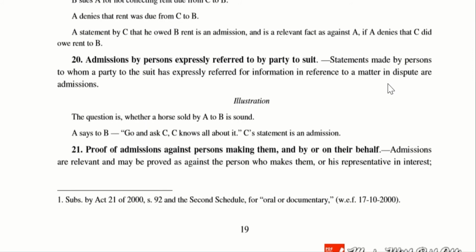Then A gives this statement, based on which B goes and asks C, sir, I am planning to buy the horse from A. Can you tell me how the horse is, whether the horse is sound? Then C says, yes, the horse is sound. Then that statement is an admission.